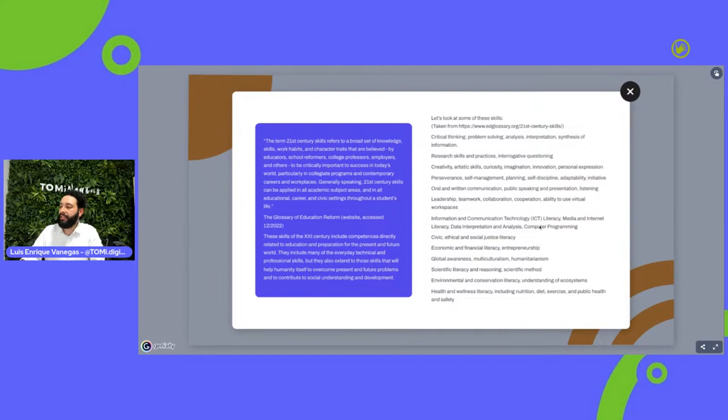Information and communication technology, the ICT. Literacy in the ICT, so knowing how to use technology for information and communication. Media and internet literacy, data interpretation and analysis, and computer programming are definitely part of those skills that we need to include in our set of skills as teachers. Civic, ethical, and social justice literacy. Economic and financial literacy and entrepreneurship. We want our students to be able to make decisions on their own and to propose new ideas, to innovate, but also to be able to develop processes in which their ideas are going to reach a successful point. All right? That makes part of the entrepreneurial mind. Global awareness, very important. Multiculturalism and humanitarianism.